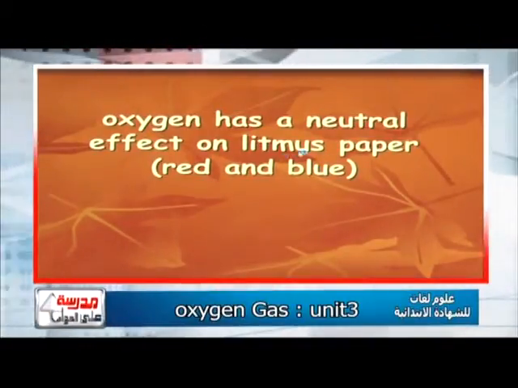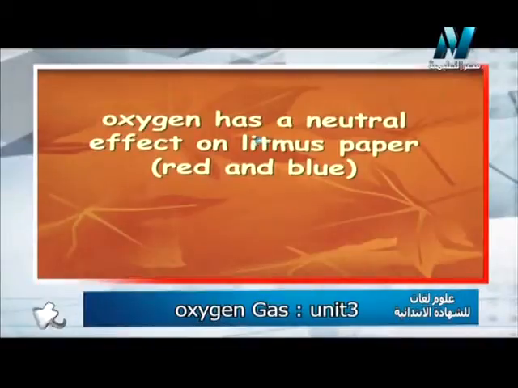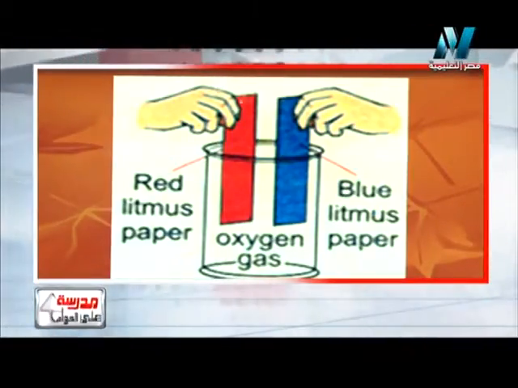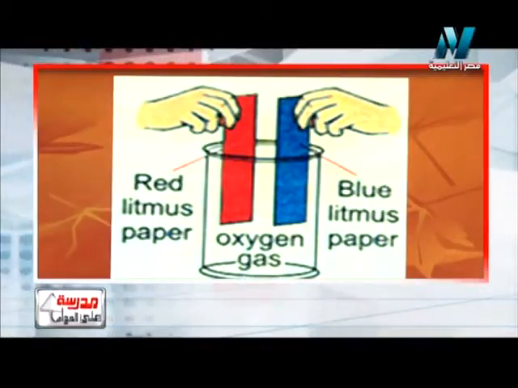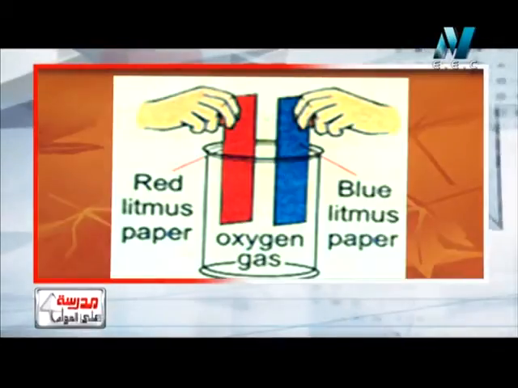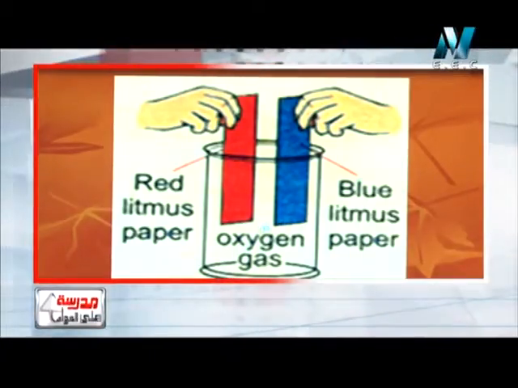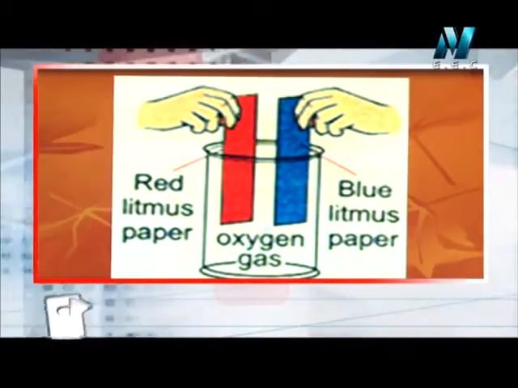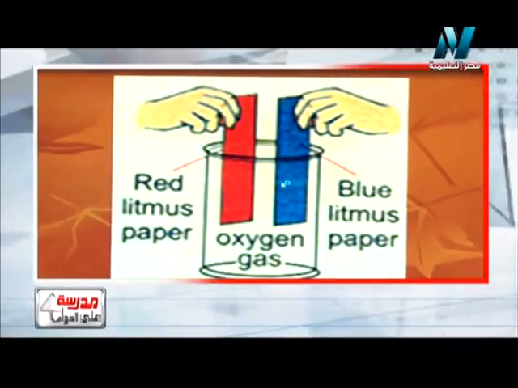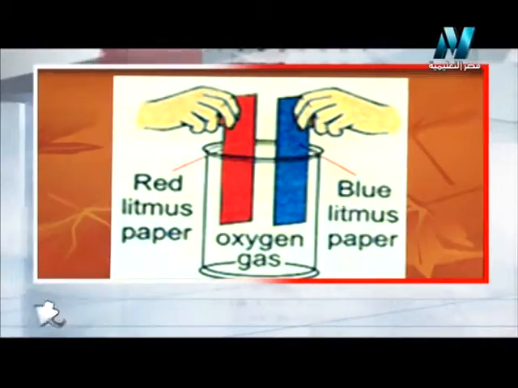So we can see that again oxygen has a neutral effect on litmus paper, red and blue. And now I have an image, very important image for the effect of oxygen gas on red and blue. Red doesn't change and the blue also doesn't change. يبقى الأكسجين ما بيغيرش ولا الريد ولا البلو litmus paper. Okay? Again, oxygen doesn't affect litmus paper, red or blue.